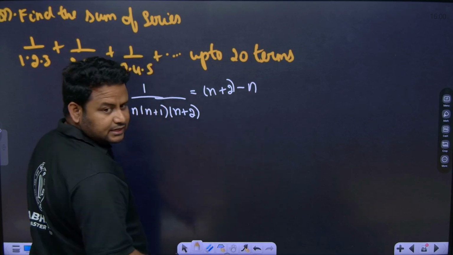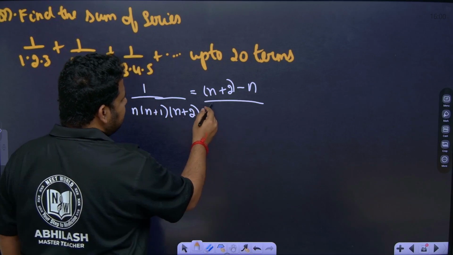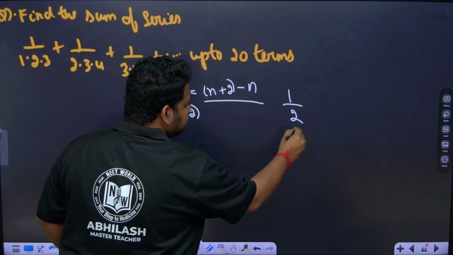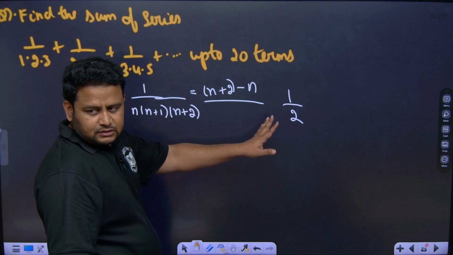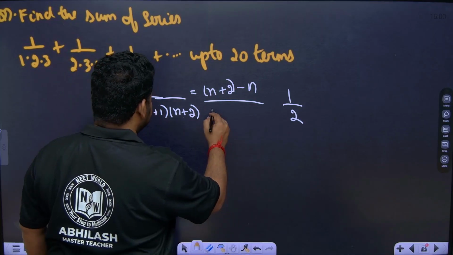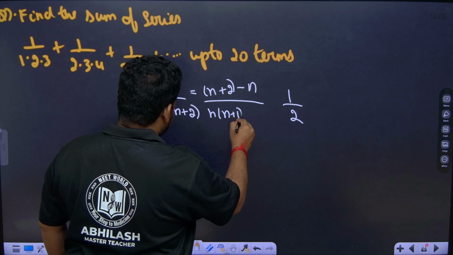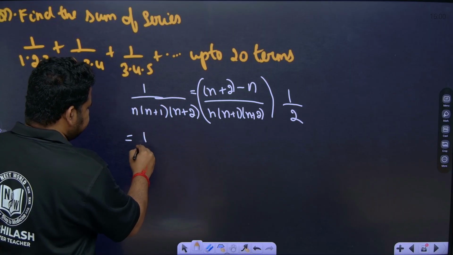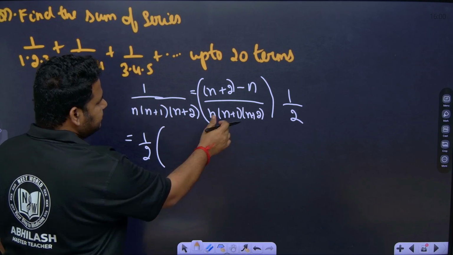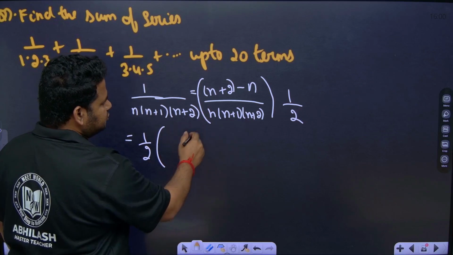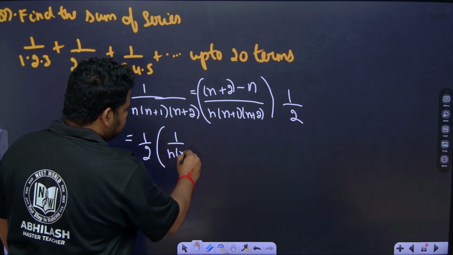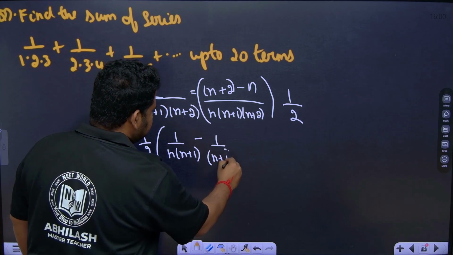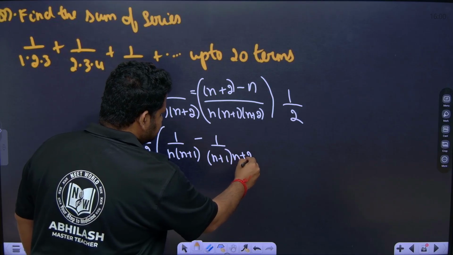Correct, no? But if I do this, the numerator will become 2, not 1. So what should I do? I should divide by 2. If I am giving 2, I should divide by 2. Then it will become 1. So this will become n plus 2 minus n, divided by n into n plus 1 into n plus 2, this whole thing divided by 2. Next I will take 1 by 2 outside. Each of it I will divide by this denominator, separating and dividing. So I will get 1 by n into n plus 1, and 1 by n plus 1 into n plus 2. Correct, no?